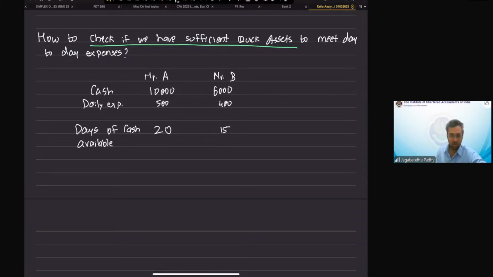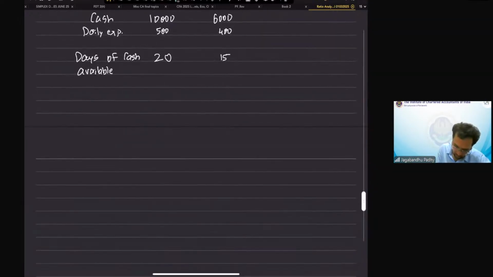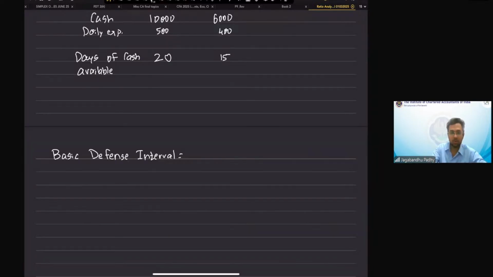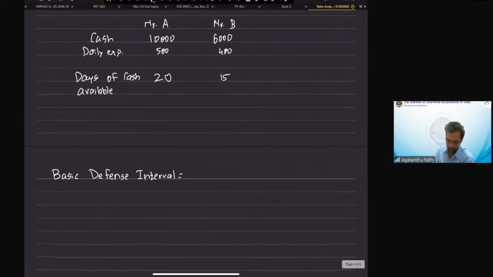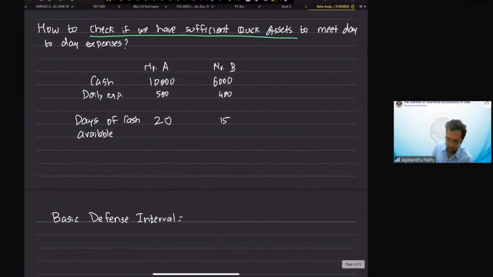So to check whether we have sufficient quick assets or not, we can simply calculate something called basic defense interval. Basic defense interval is going to tell us how many days of quick assets are available.